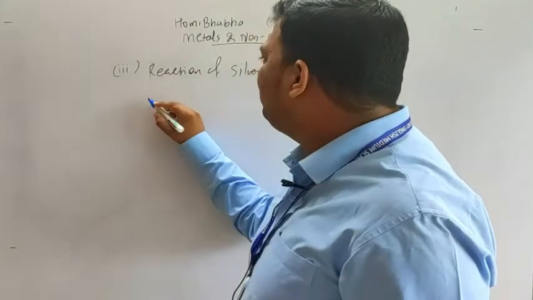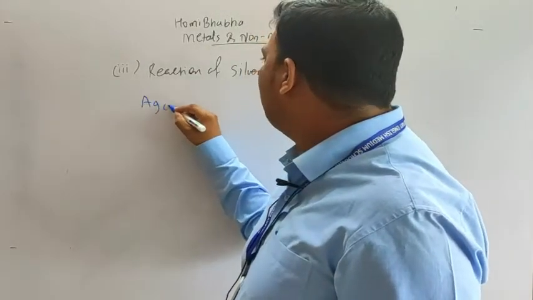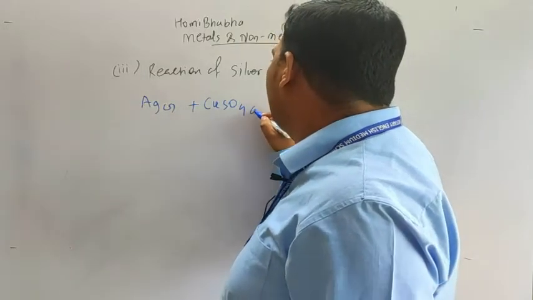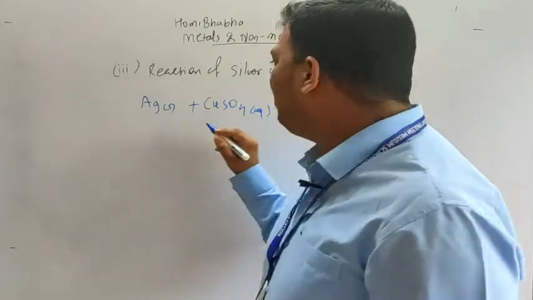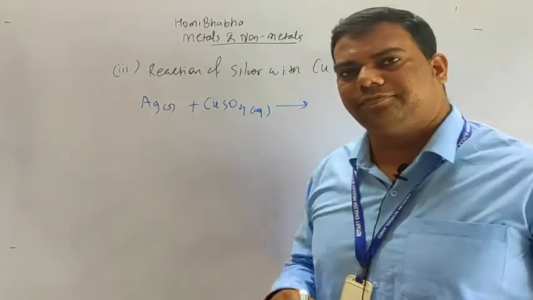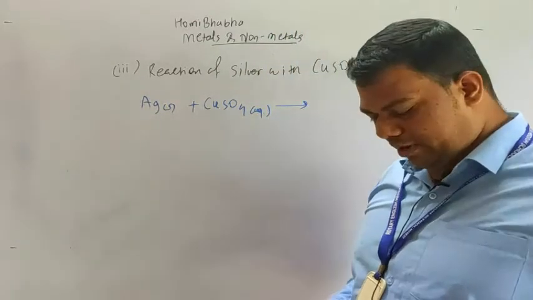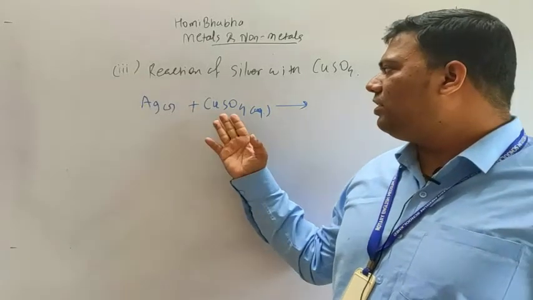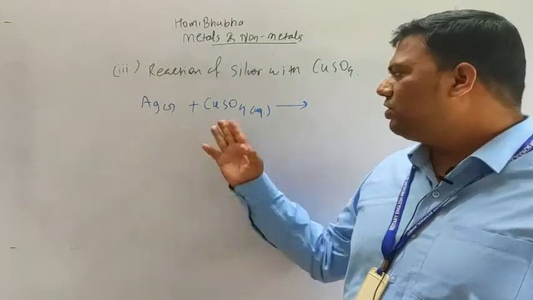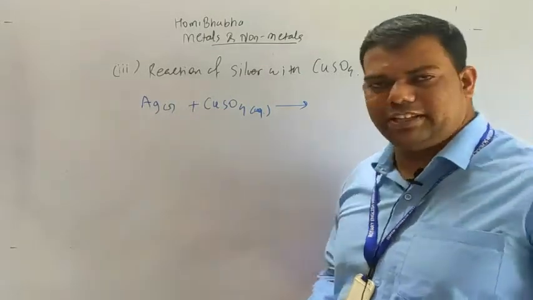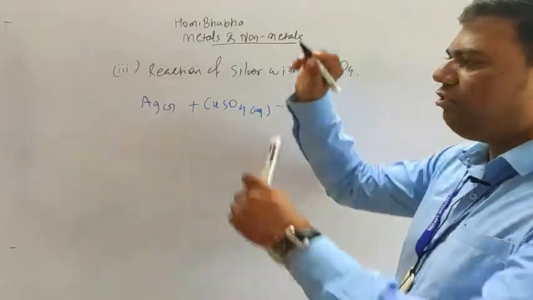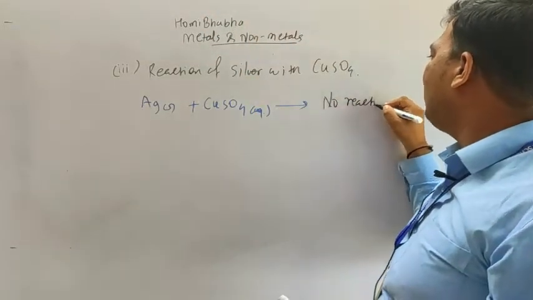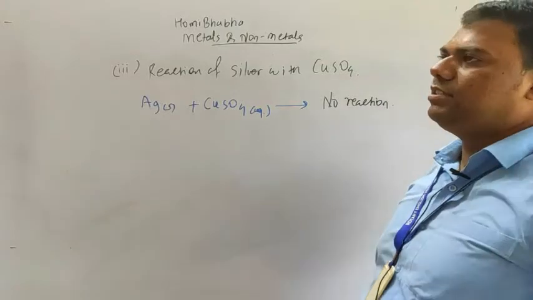As you know, our Ag solid plus copper sulfate aqueous. So here it can displace only a more reactive metal. Basically, copper is more reactive, so silver can't displace it, according to our reactivity series. So here what will happen? No reaction. Keep this in mind.